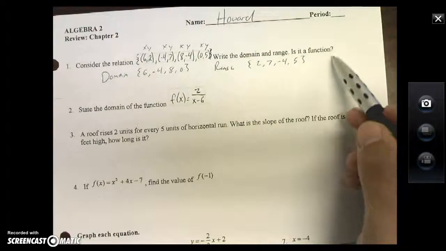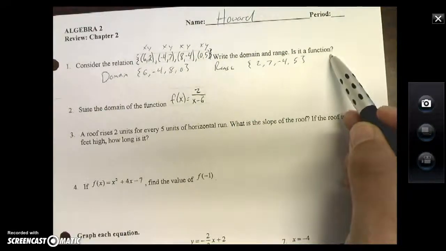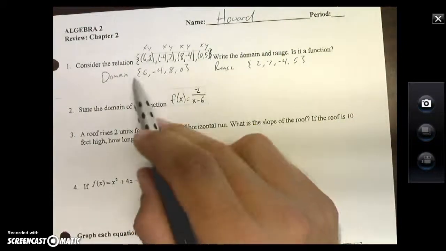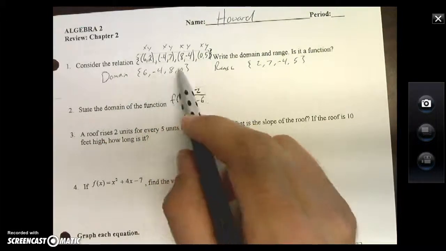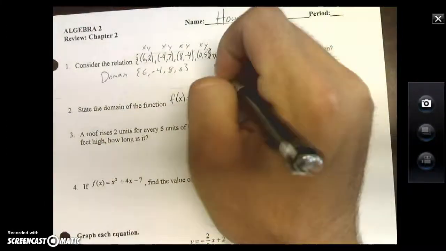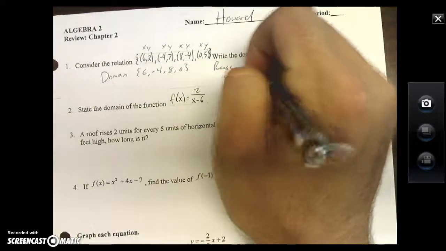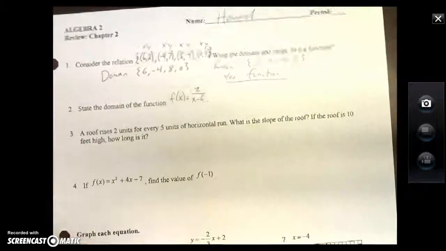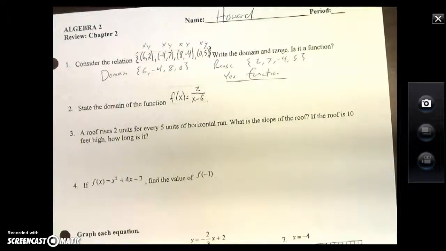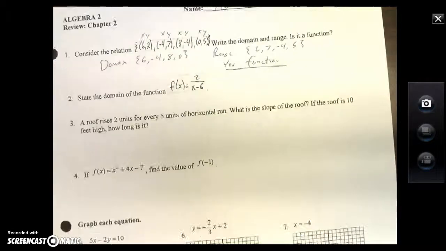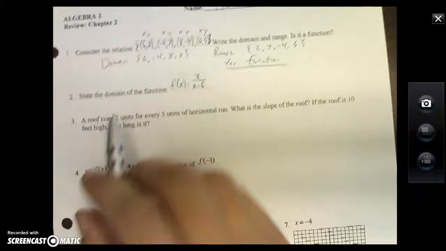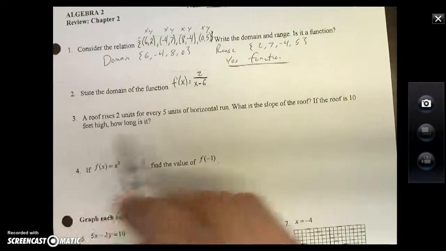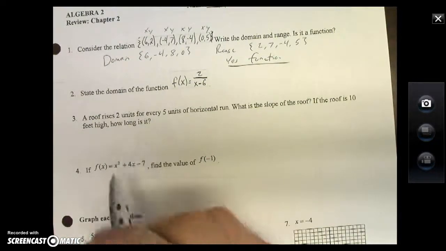Alright, now, in terms of is it a function, as simple as can be, you're checking all of your x values to see if any of them repeat. If they do not repeat, then yes, this is a function. If they do repeat, then it would not be a function. This is called being one-to-one, meaning that every x value maps itself to one y value. Okay? Awesome.